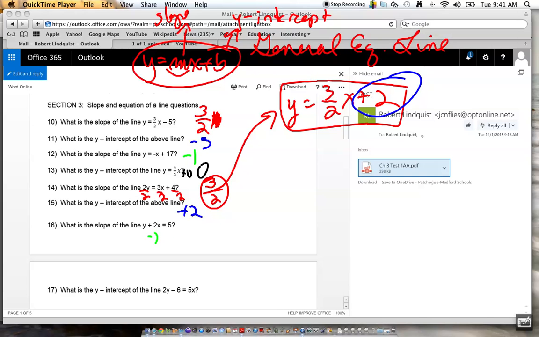So to make it say y equals, I subtract 2x from both sides. And that gives me y equals negative 2x plus 5. Now, what is the slope? Ethan, what do we get for the slope on this guy? 5. No, that is definitely not the slope.